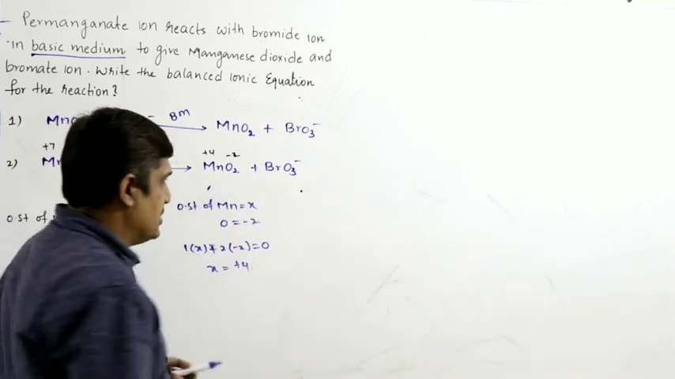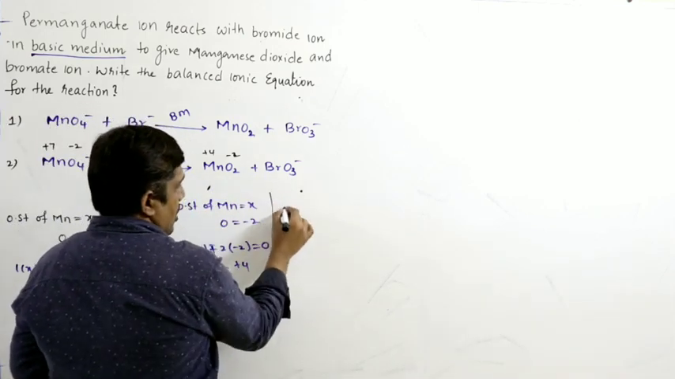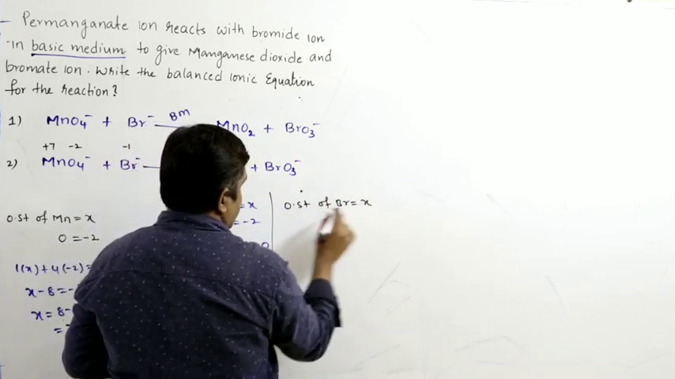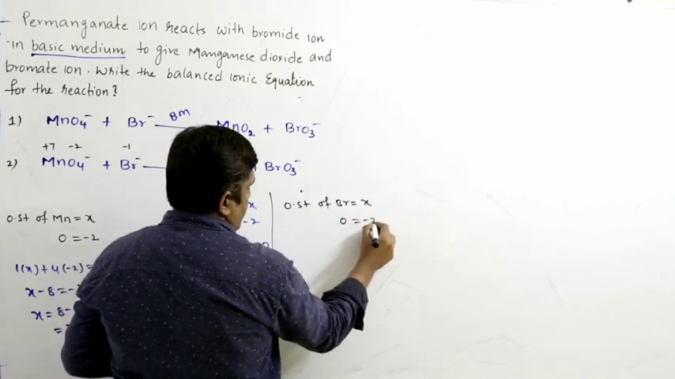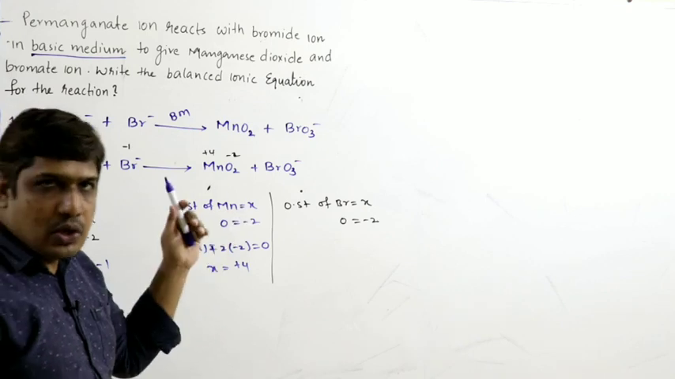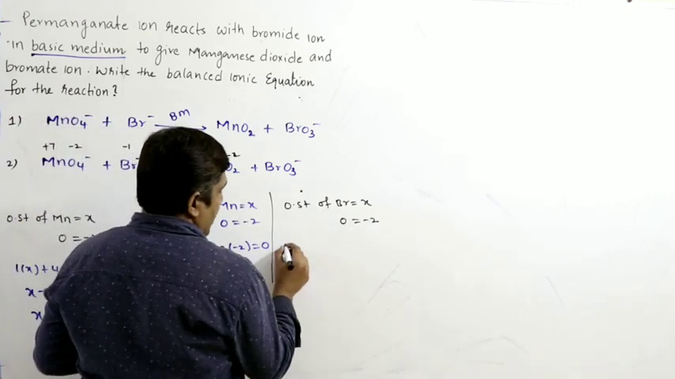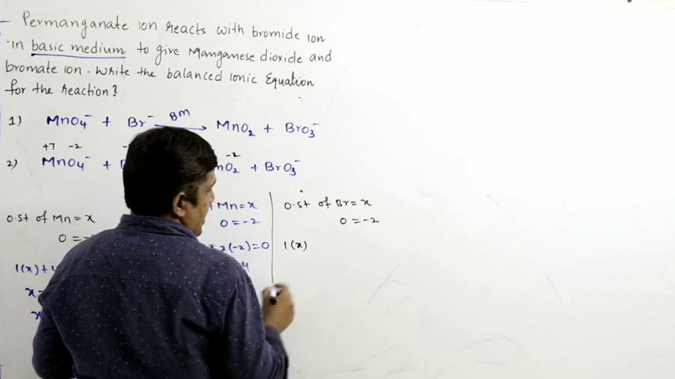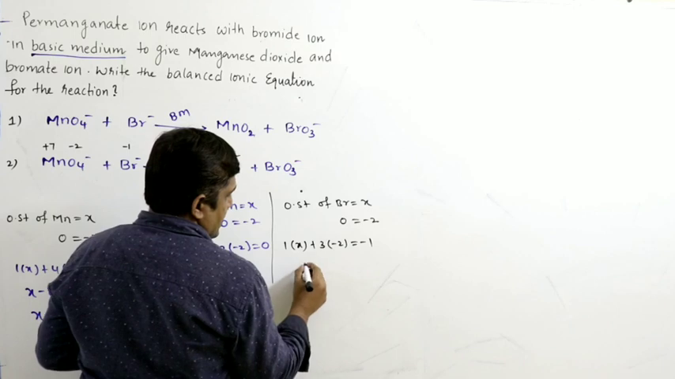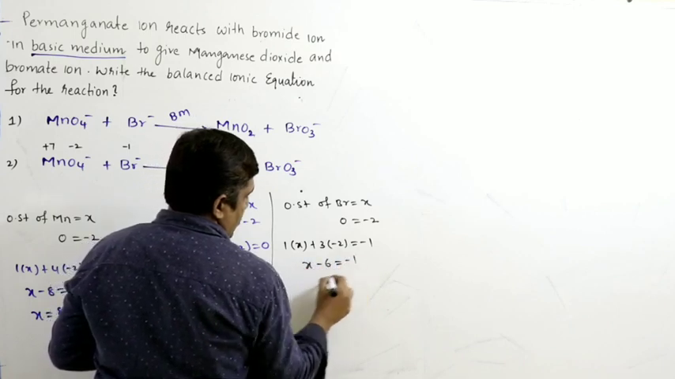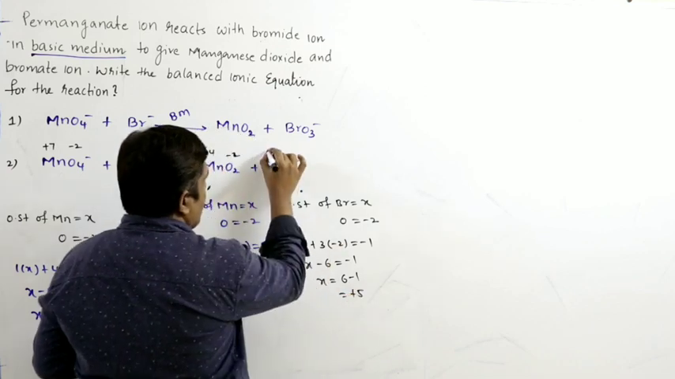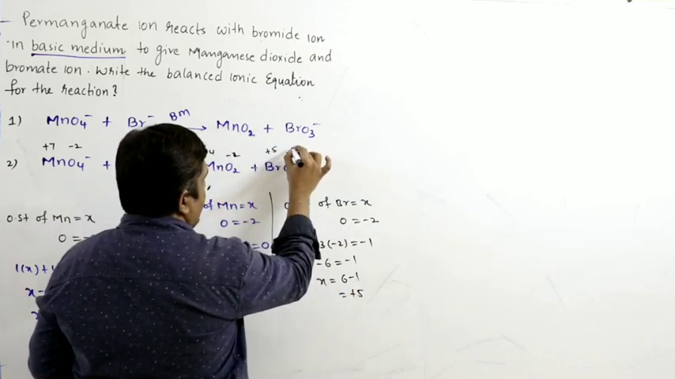Already we have calculated this in the last class, but still let us find. The oxidation state of bromine we don't know, so let us assume it as X. Oxygen is minus 2. The sum of the oxidation states of bromine and 3 oxygen must be equal to minus 1. So 1 into the oxidation state of bromine X, 3 into the oxidation state of oxygen minus 2 equal to minus 1. X minus 6 equal to minus 1, X equal to 6 minus 1, that is plus 5. So bromine plus 5, oxygen minus 2.